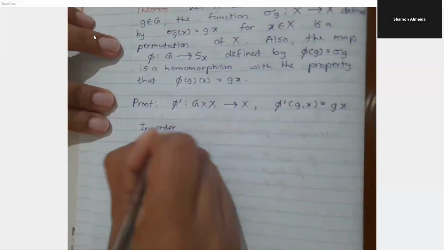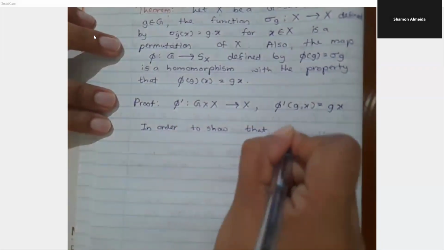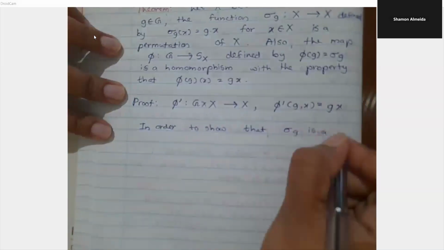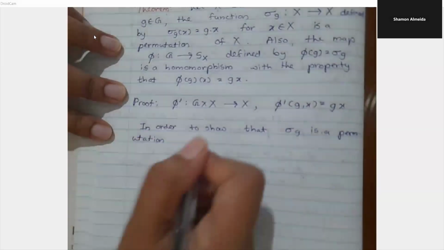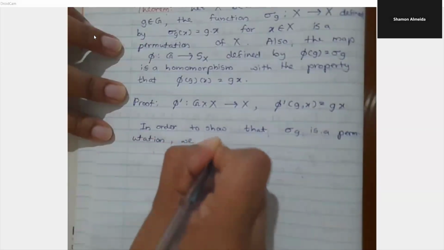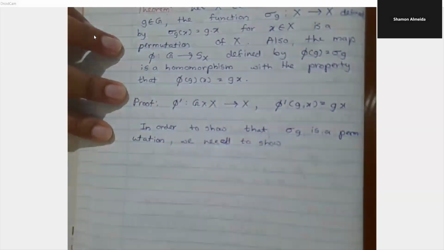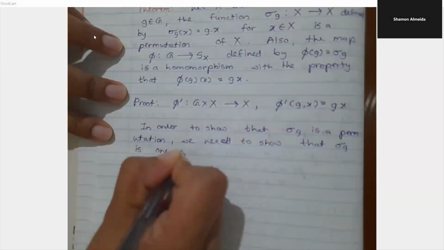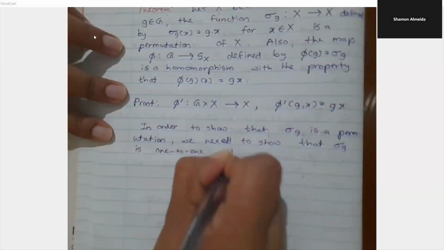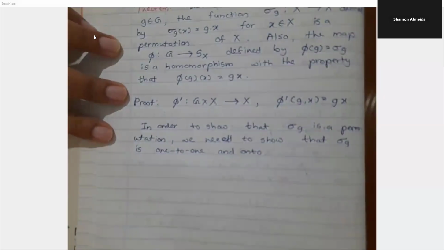So in order to show that sigma g is a permutation, we need to show that sigma g is one-to-one and onto.